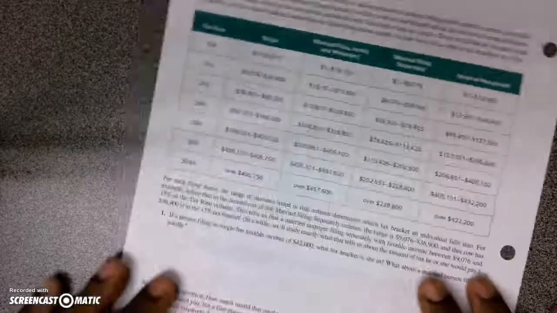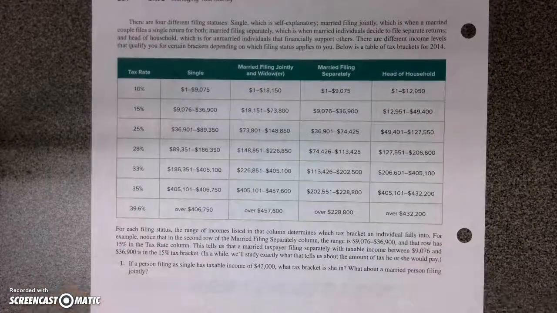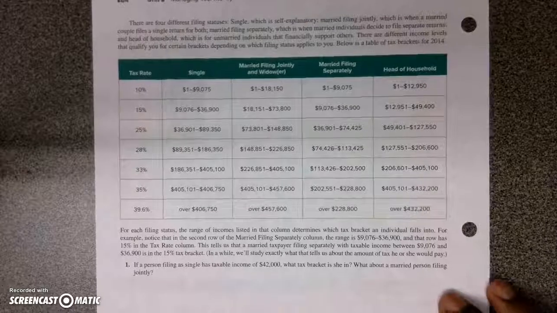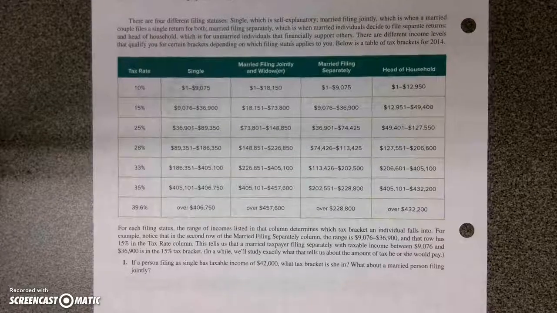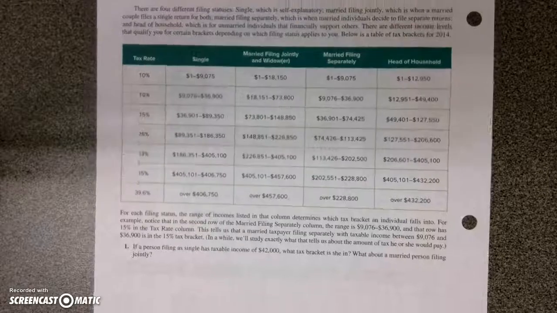So on page 284, it says there are 4 different filing statuses. Single, which is self-explanatory. Married filing jointly, which is when a married couple files a single return for both. Married filing separately, which is when married individuals decide to file separate returns. And head of household, which is for unmarried individuals that financially support others. There are different income levels that qualify you for certain brackets depending on which filing status applies to you. Below is a table of tax brackets for 2014.